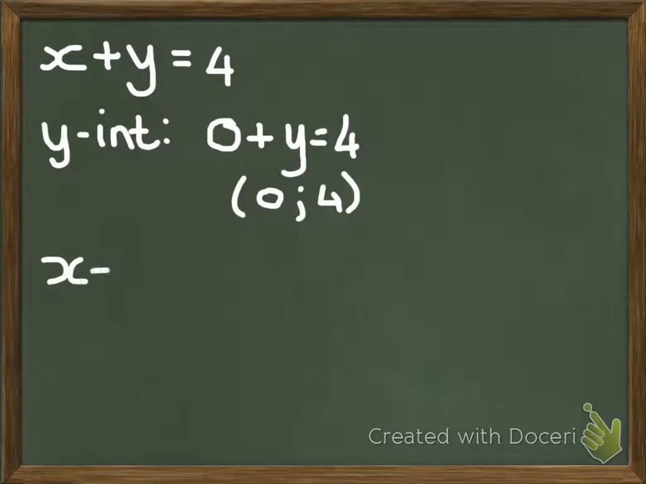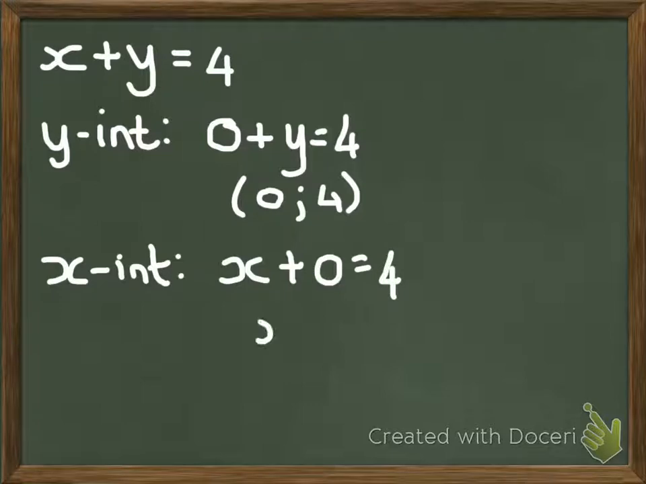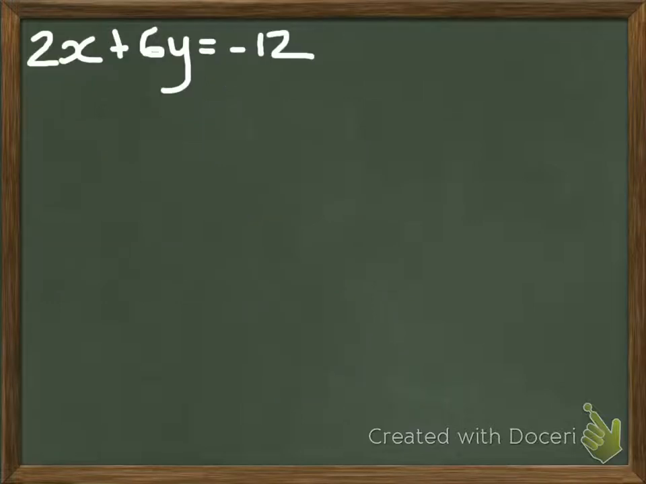To find my x-intercept, we're going to make y equal 0. And if y equals 0, you've got x plus 0 equals 4. So x is 4. So what did we say? x is 4 when y is 0. In terms of sketching, we'll worry about that just now. We're just worrying about finding x and y intercepts this time round.